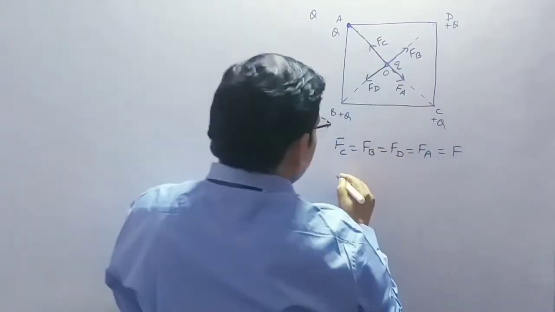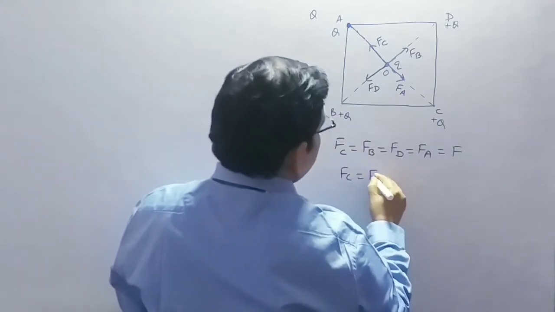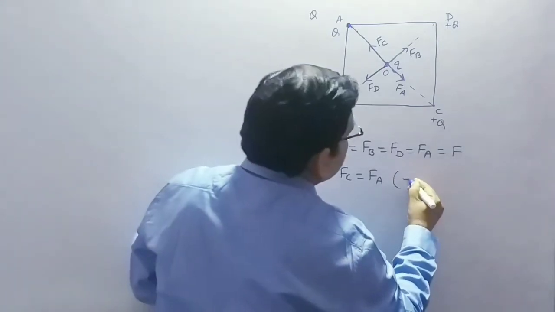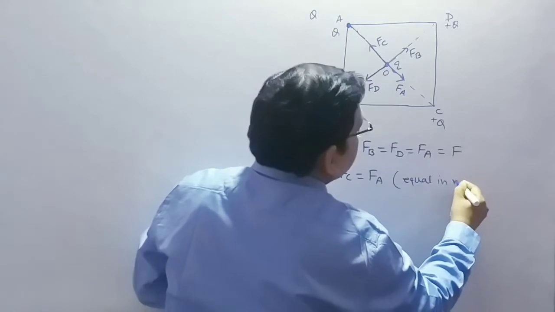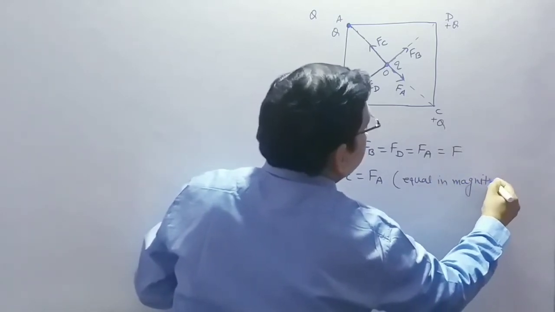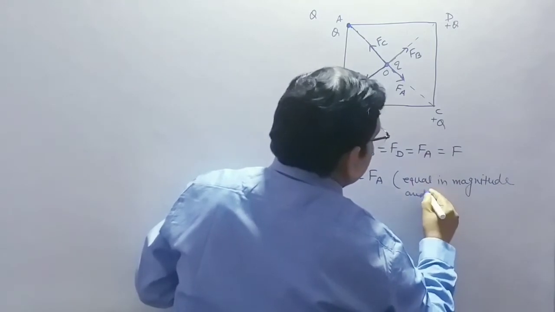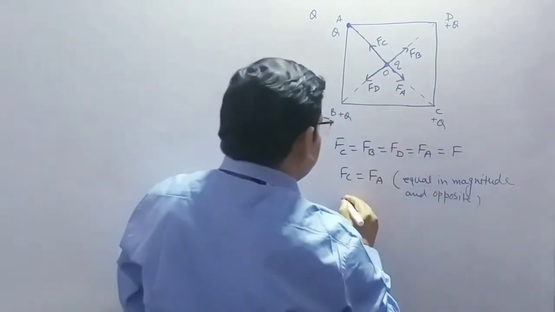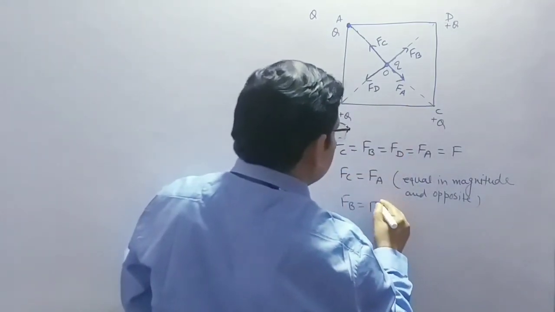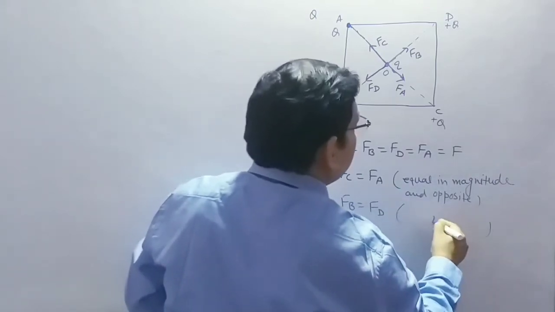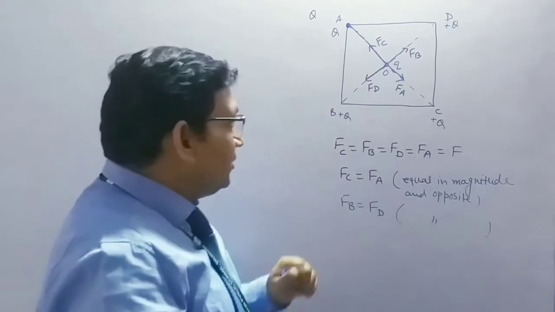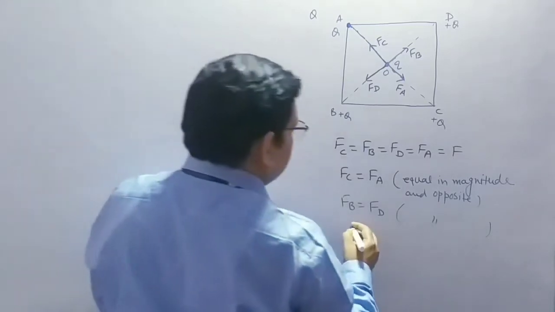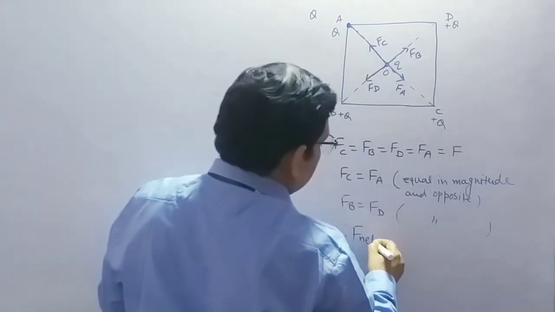Now look at this force. Force C and force A are equal in magnitude and opposite in direction, so they cancel each other. In the same way, force B and D are equal in magnitude and opposite in direction, they will cancel out each other. We don't need any calculation. So the net force acting on charge small q is 0.